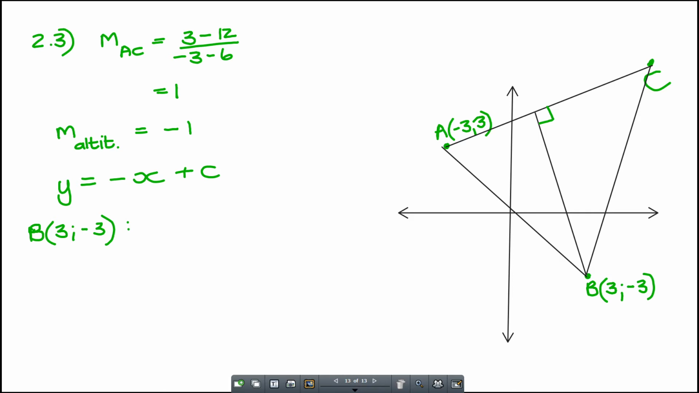So dan gaan jy -3 is gelyk aan minus, en dan in plaas van x, I substitute in the 3, and that means that c will be 0. So, the equation of that line will be y is equal to minus x, en dan eintlik plus 0, but we don't write it. Okay? Any questions?